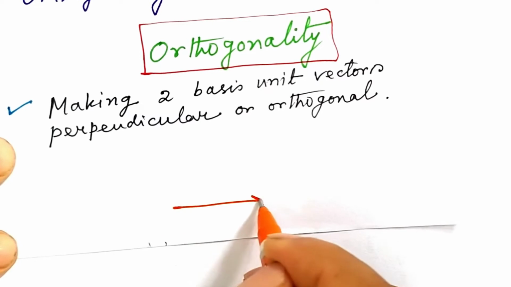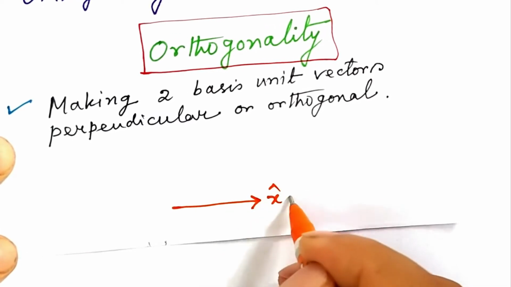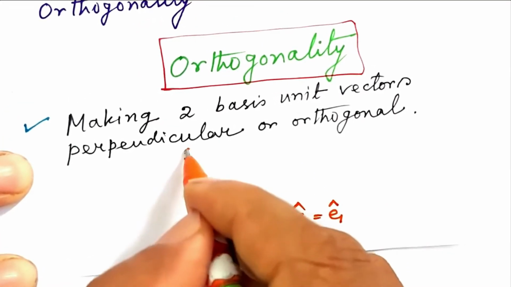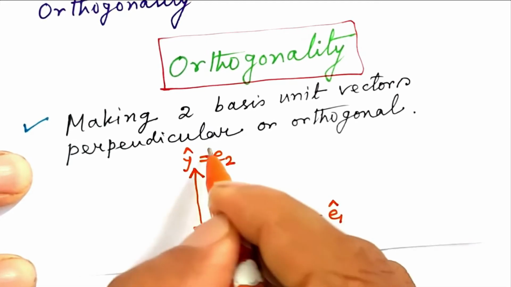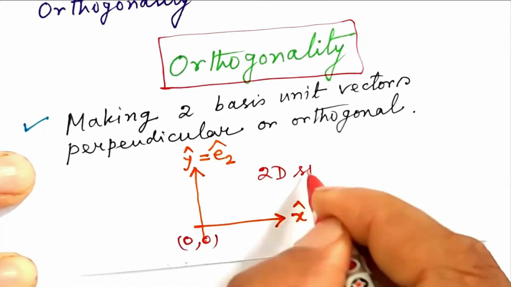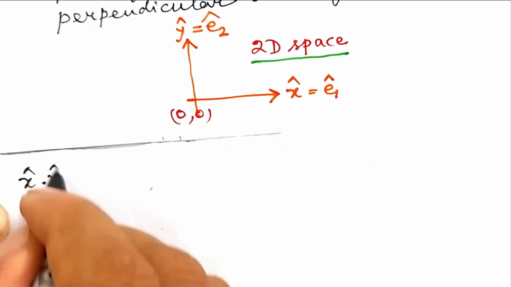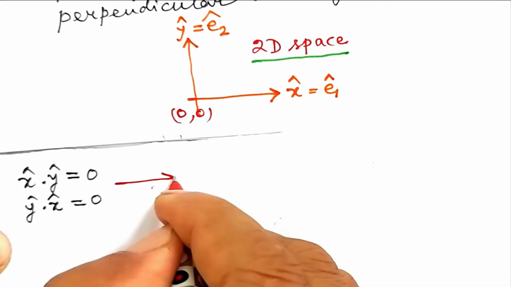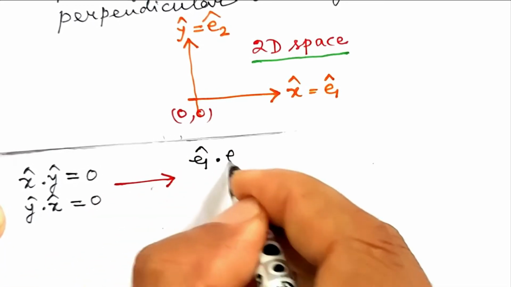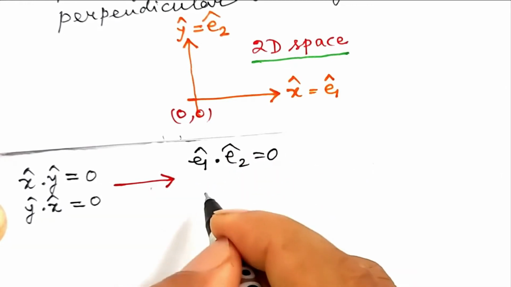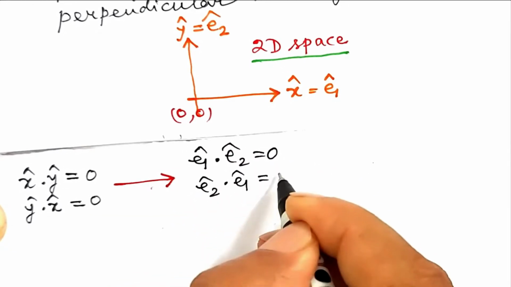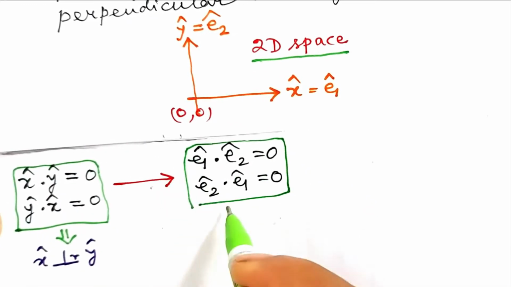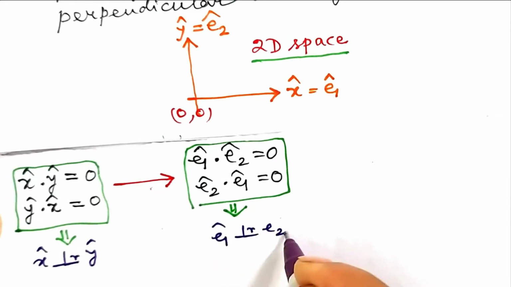This is the x-axis, the unit vector along which is x cap, also called e1 cap, and this is the y-axis, the unit vector along which is y hat, also called e2 cap. This is the origin. It is a 2D space. Now x cap dot y cap is 0 and y cap dot x cap is also 0. These relations can be rewritten as e1 cap dot e2 cap equal to 0 and e2 cap dot e1 cap equal to 0. This means x cap and y cap are perpendicular. In other words, e1 cap and e2 cap are perpendicular.